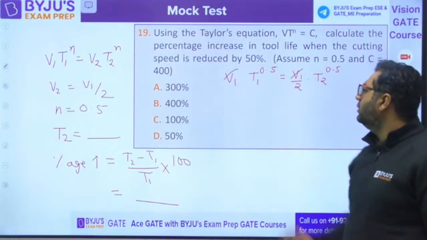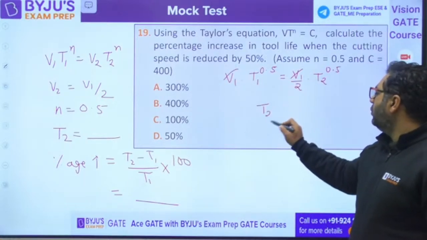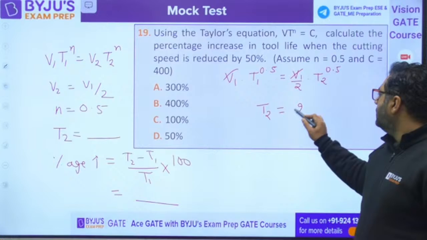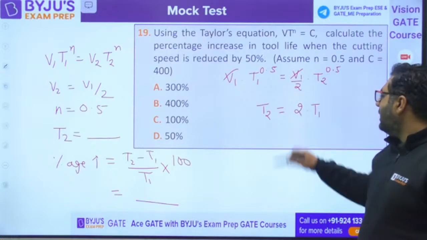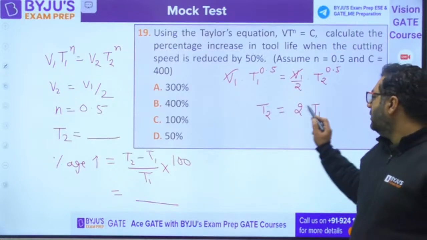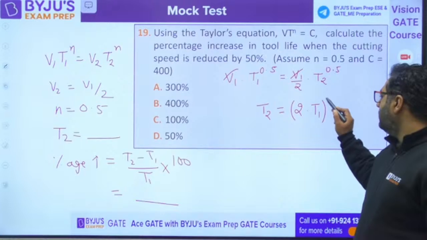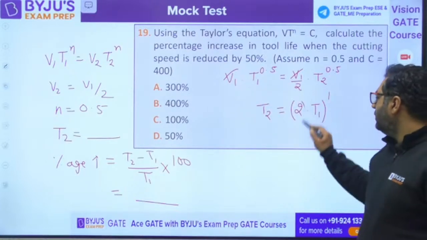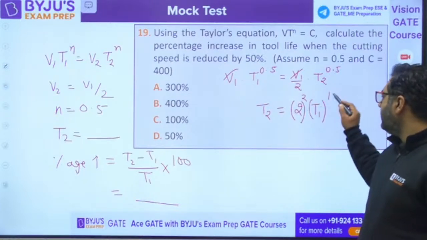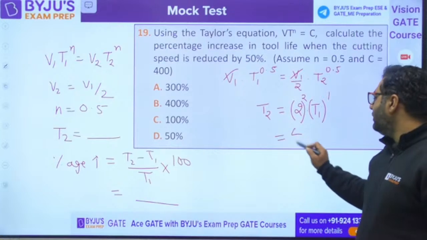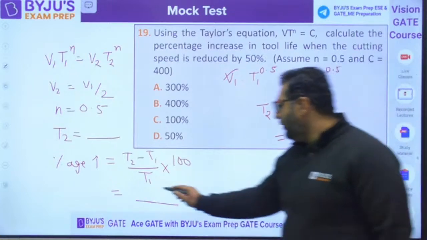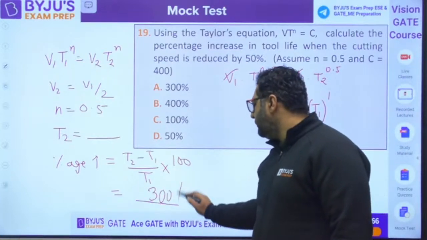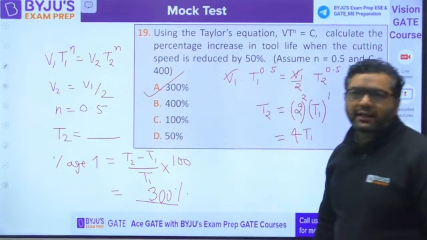V1 cancels out. So you can say T2 is 2 times of T1, and if you square it, it will become 1, because the square of 0.5, the square of 2, T1 to the power 1. So you would be getting 4 times of T1. So here you would be getting the answer as 300%. A would be the right answer.